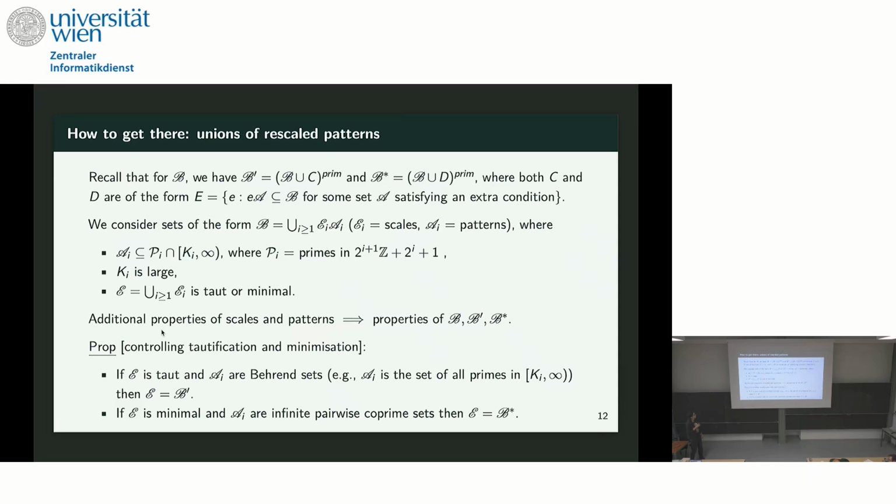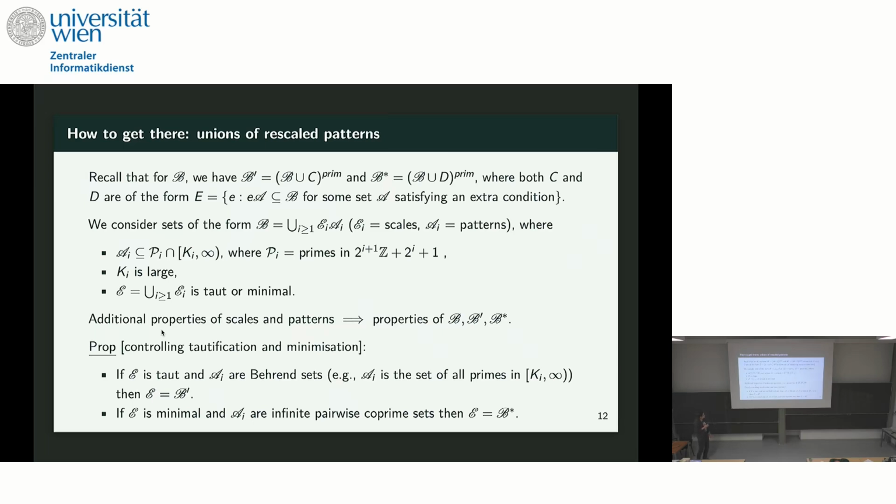These A_i will be sitting in a subset of primes in such an arithmetic progression, and we'll need that the elements of A_i are large enough. About E, which is the union of all these E_i, we'll assume something extra, namely either that this set is taut or minimal. Additional properties of these scales and patterns will result in additional properties of B, B prime, B star, whatever you need at the moment.